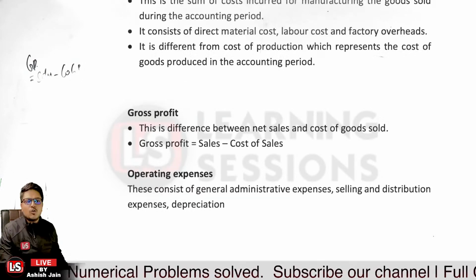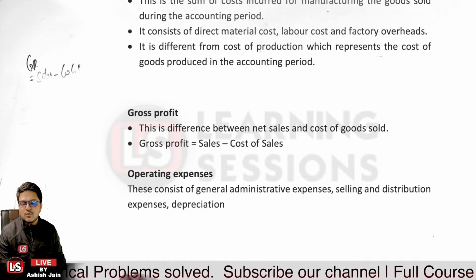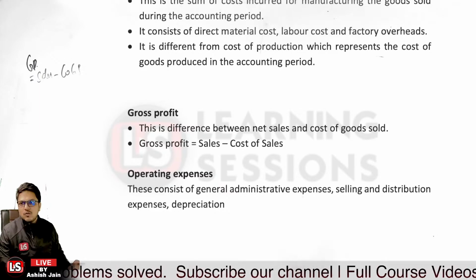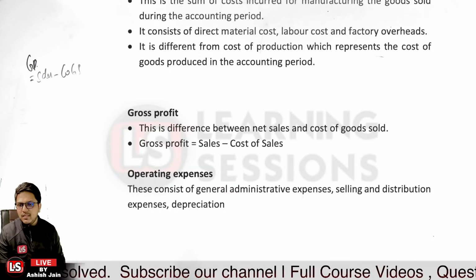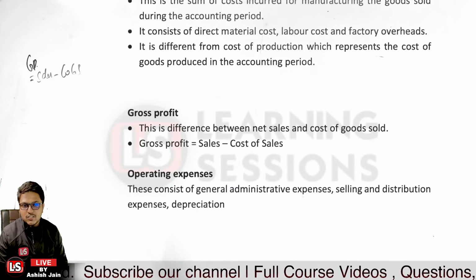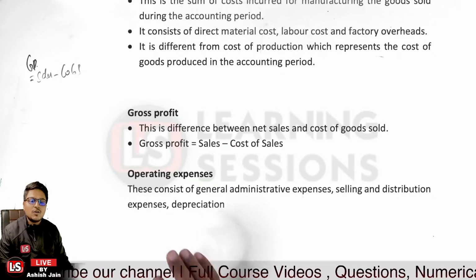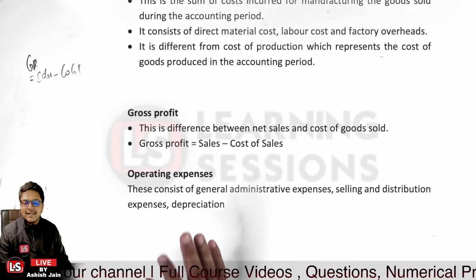Next term is operating expenses. Now, what are operating expenses? One cost that you basically understood over here was the direct cost in product manufacturing.